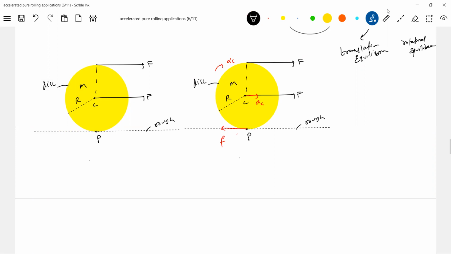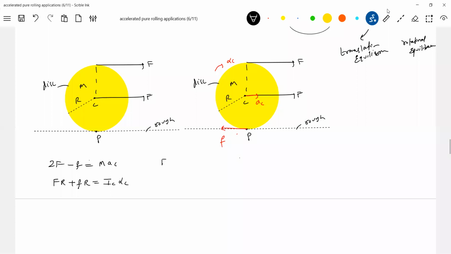Write down the equations now. What is the resultant force? 2F minus f equal to MAC. Then what about the torque equation? The torque equation will be F into capital R plus small f into R is equal to IC alpha C.